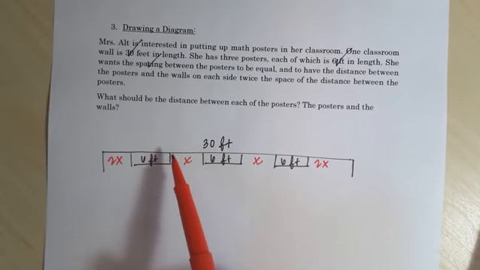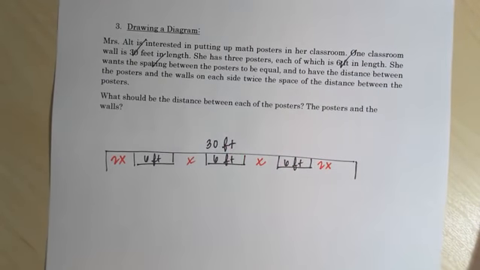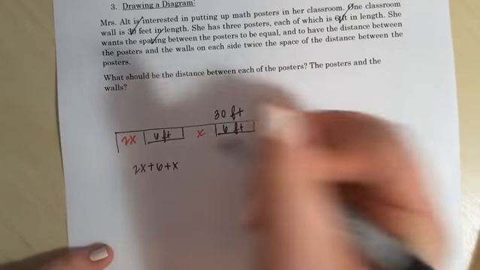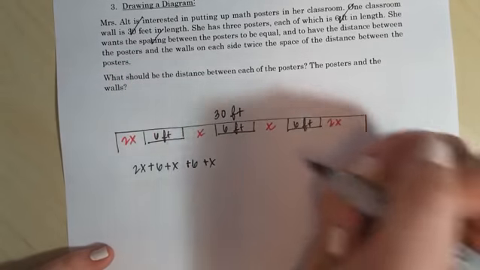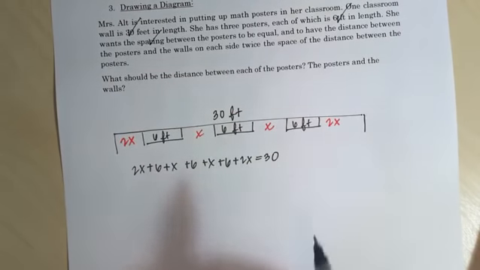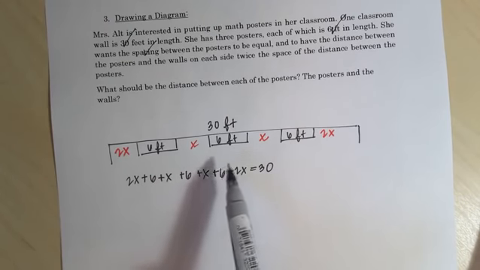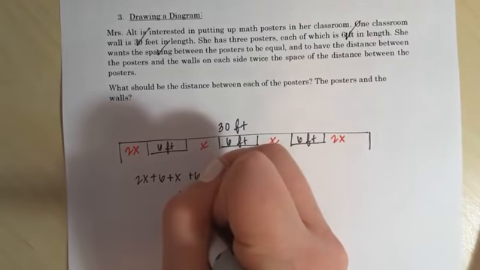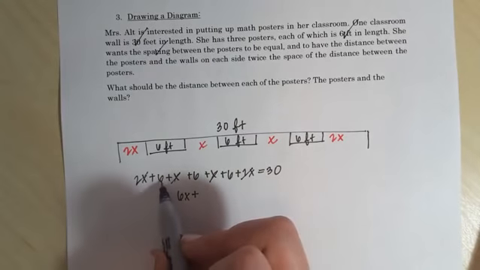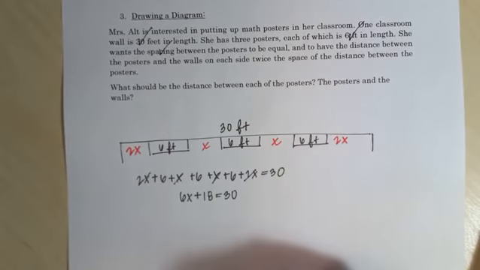So if I add 2x plus 6 plus x plus 6 plus x plus 6 plus 2x, I need to get to 30 feet. And that's going to be easy. So 2x plus 6 plus x plus 6 plus x plus 6 plus 2x is equal to 30. I'm going to go ahead and combine like terms here. So I've got 2x plus x is 3x, plus another x is 4x, plus 2x, that's going to give me 6x. That took care of all my x terms. Those are going to go away. And I've got 6 plus 6 plus 6, which is 18. So I have 6x plus 18 equals 30.